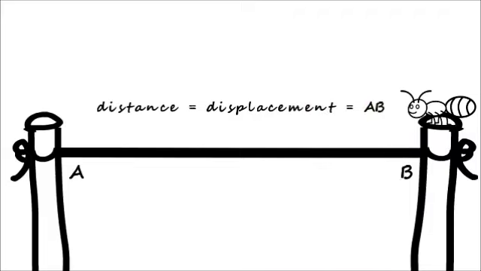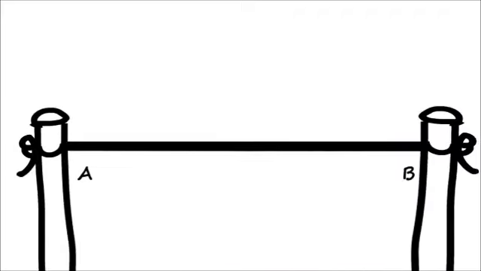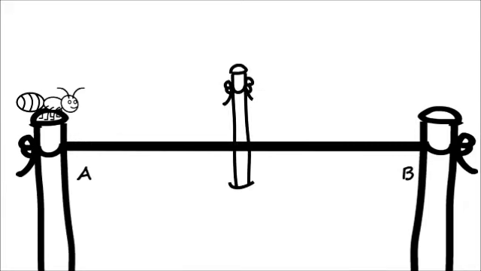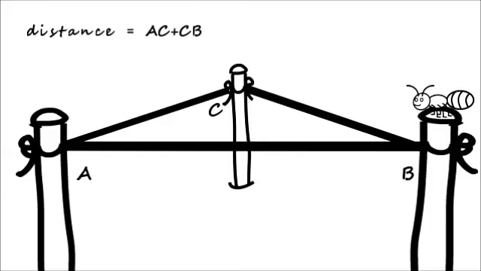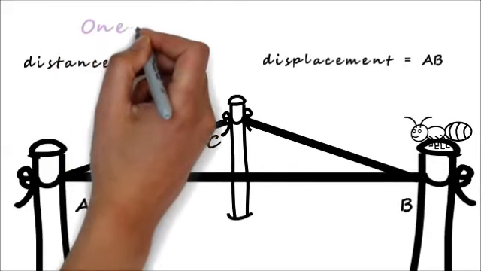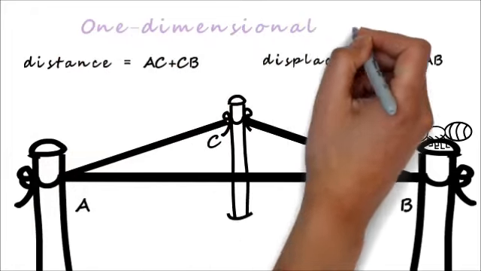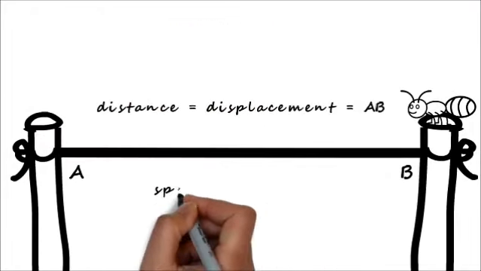If the same ant now moves from A to C and then from C to B on strings, then its distance will be AC plus CB, while the displacement will still be AB. Here the motion of the ant is restricted to a string, hence it is one-dimensional or linear motion.